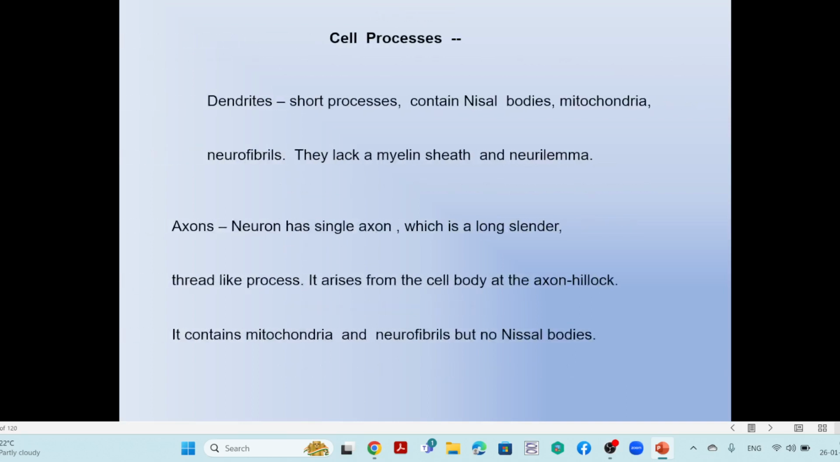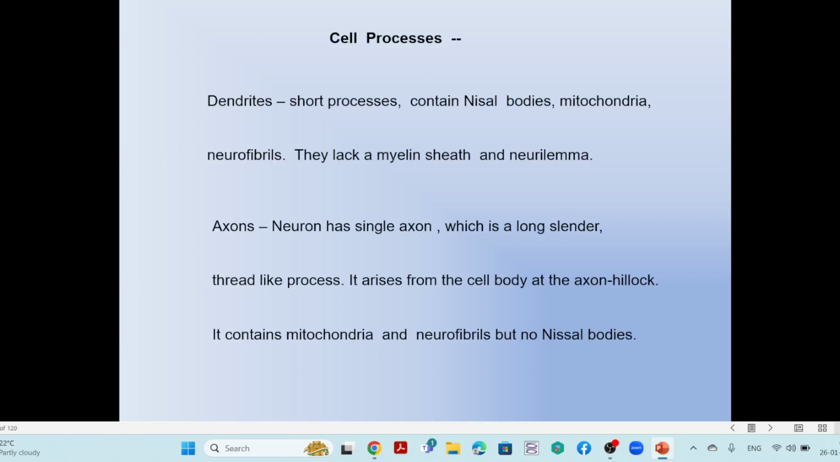These are the general explanations. Then again, what are the cell processes? The cell processes include the dendrites. These dendrites are short processes, and they contain Nissl bodies and mitochondria. The dendrites lack a myelin sheath and neurolemma. So they are not covered by a myelin sheath, and they also lack neurolemma.